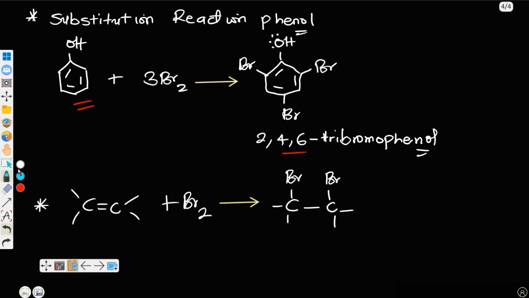Now you may be asked, what are the two ways in which bromine actually reacts? By substitution reaction with phenol, and by addition reaction with alkenes. It could be alkene, it could be alkyne, via addition reaction. Is that okay? Now, we want to use bromine to assay phenol. The equation of reaction is what I already wrote on the board.